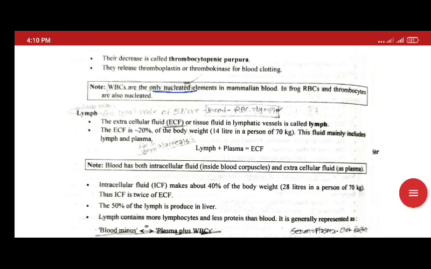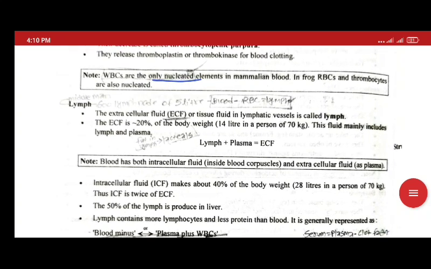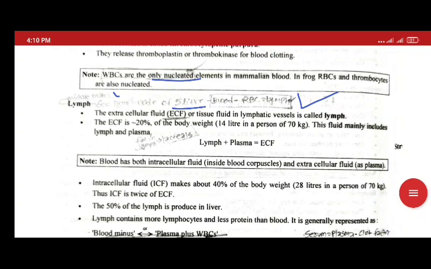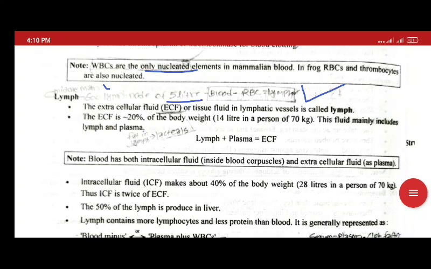Now the last part of blood is lymph. Lymph is also called the middleman. It has 600 lymph nodes for 5 liters of blood. Lymph is blood minus RBC. It is the extra fluid, meaning what remains when RBC is escaped from blood.